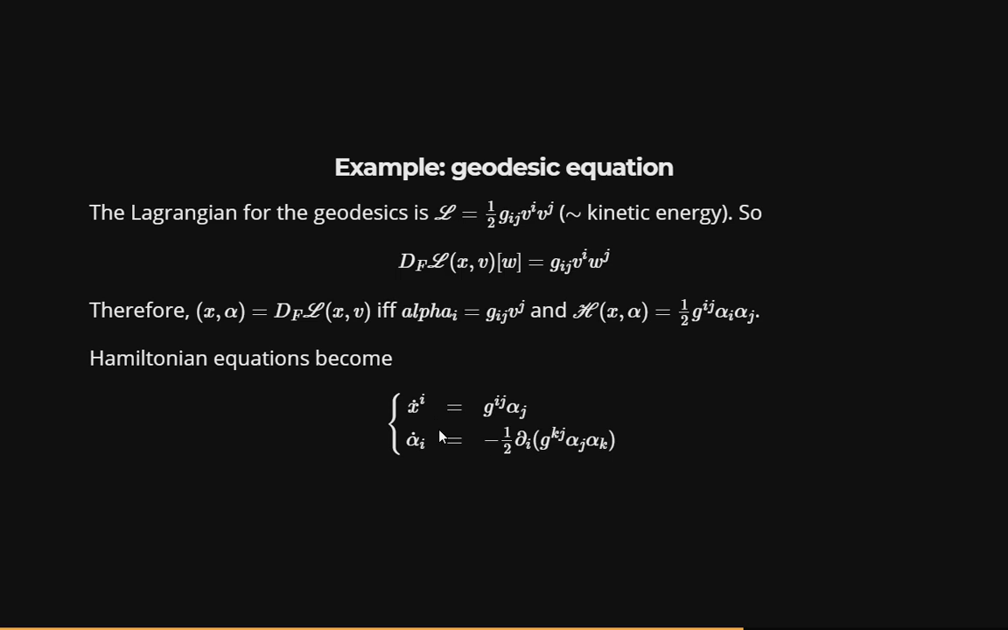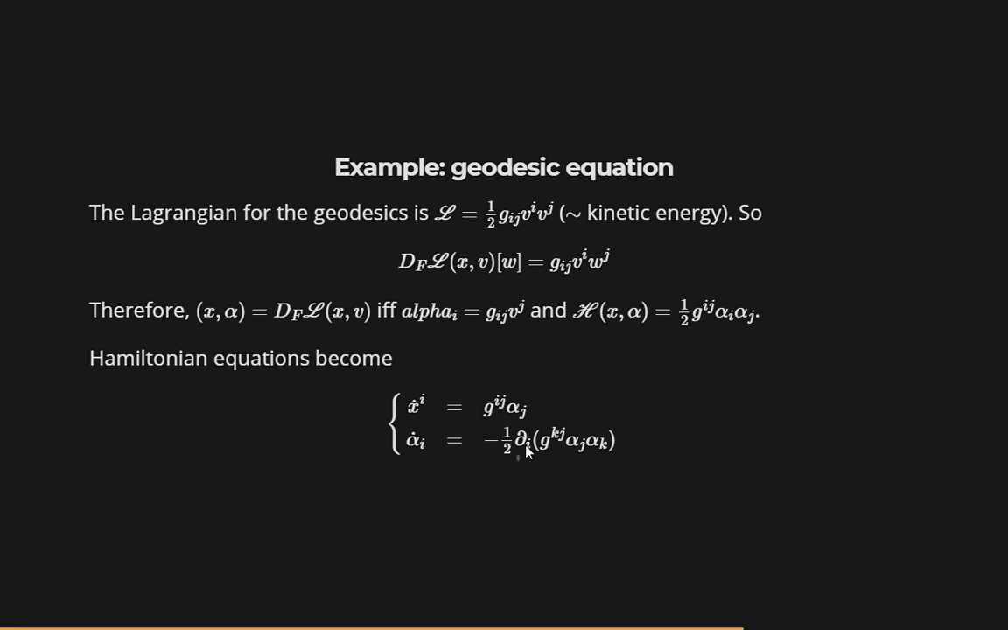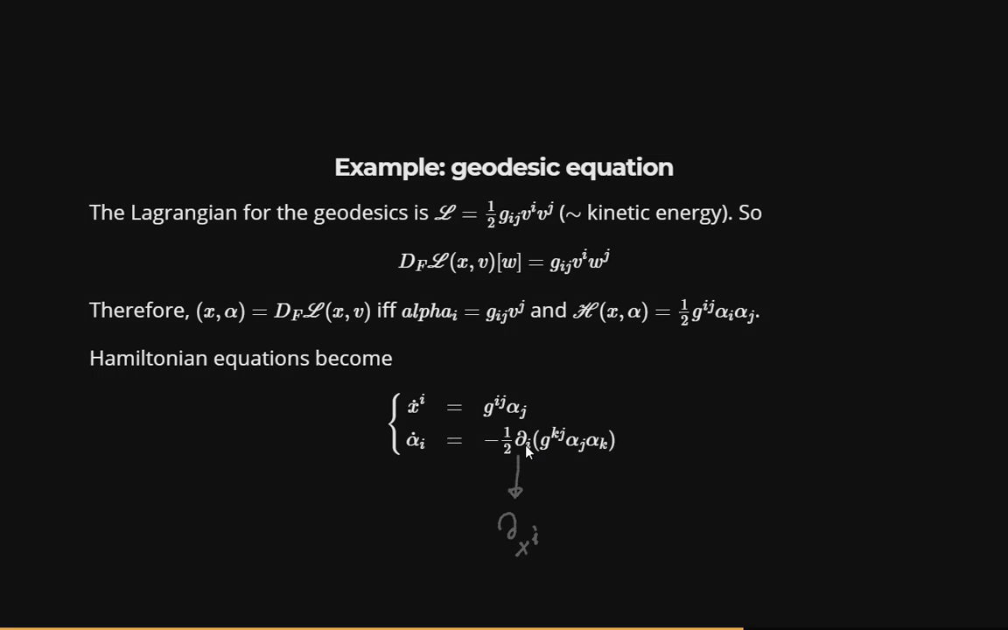The second equation is that alpha dot_i, the derivative of the momentum coordinate, is minus 1/2 of the ith space derivative. So I should write it. So this is d x^i of the norm of your momentum.